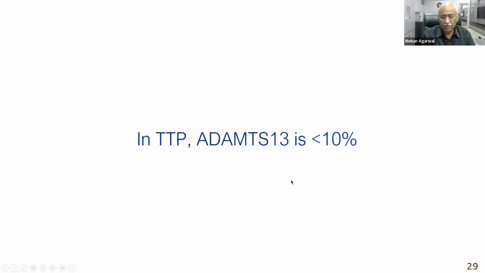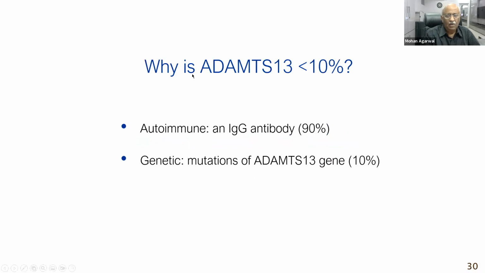As we said that this is due to paucity or deficiency of ADAMTS13. So a diagnostic test is that ADAMTS13 level, which should normally be 50 to 150%, drops. Not only drops, it drops to below the level of 10%. Now, why does it drop to below 10%?